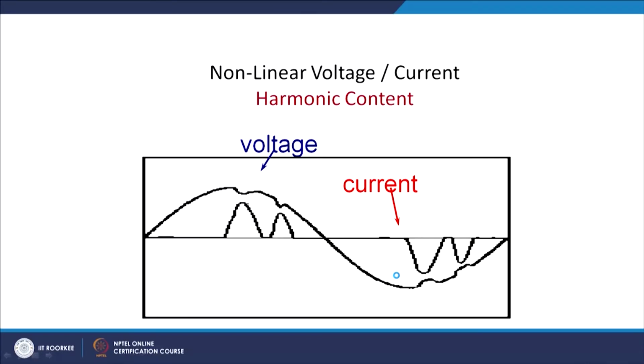Sometimes this occurs when a diode bridge rectifier is feeding an RC load: the current will have a distortion power factor, and because the current only flows in this duration, there will be a notch in the voltage, and current will flow only in this duration. So, this is the nonlinear voltage and current with the harmonics.